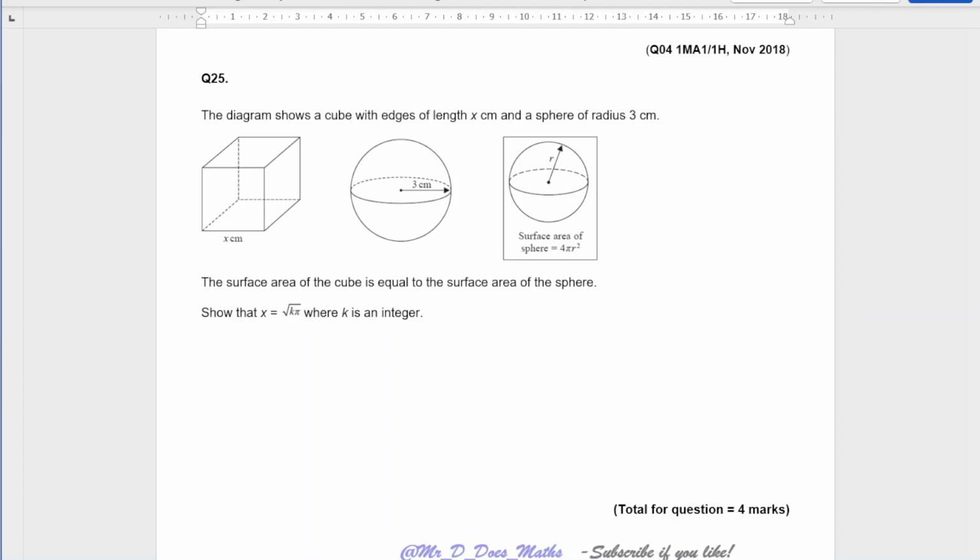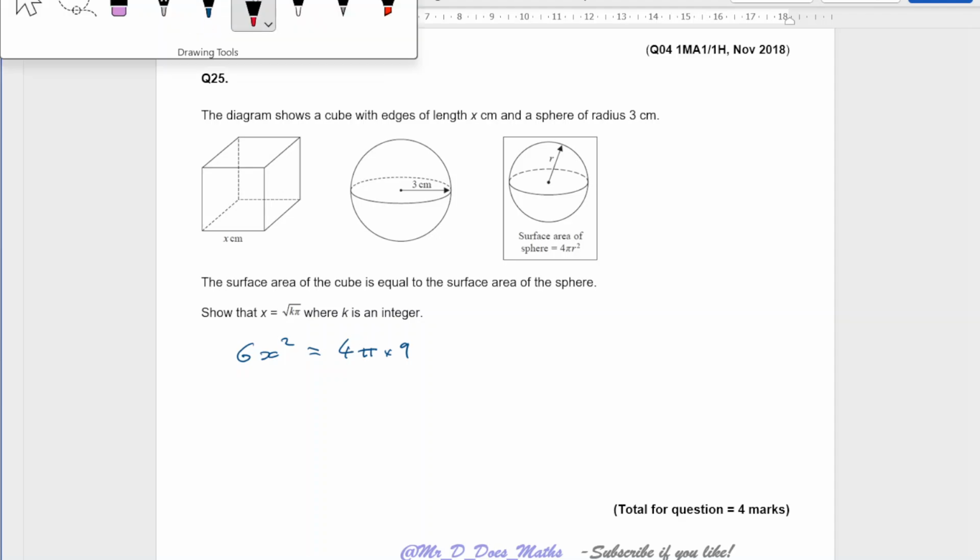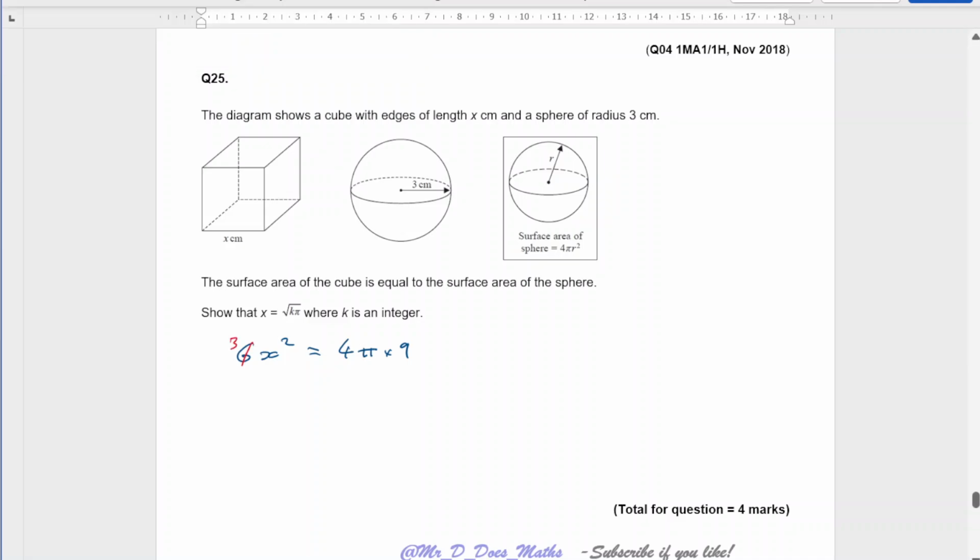The surface area of the cube would be 6 lots of x squared, and that would be equal to the surface area of the sphere, which would be 4 pi times by 9. And then it's just a case of rearranging this to a point. I'm going to take a slight shortcut here. I'm going to divide through by 3 first of all. So I'll just include that on here. So if I divide through by 3 and then divide through by 2, so x squared is going to be equal to 2 pi.